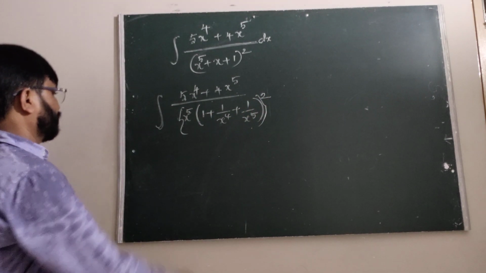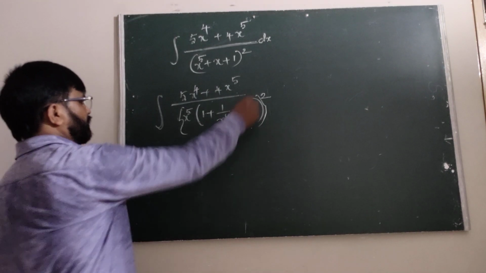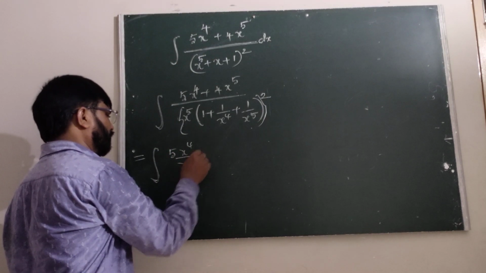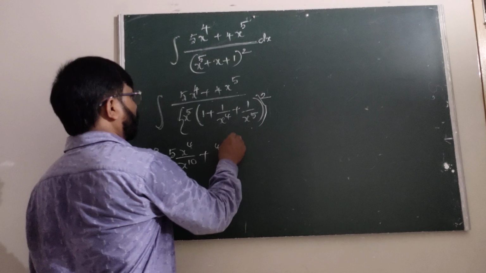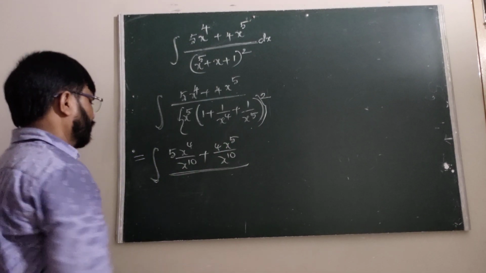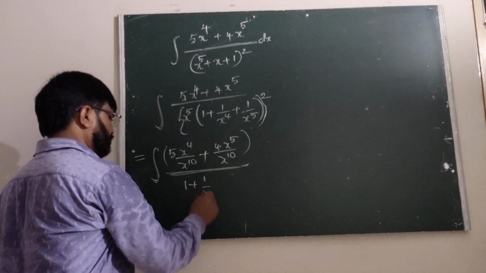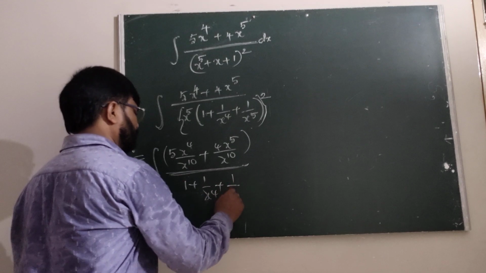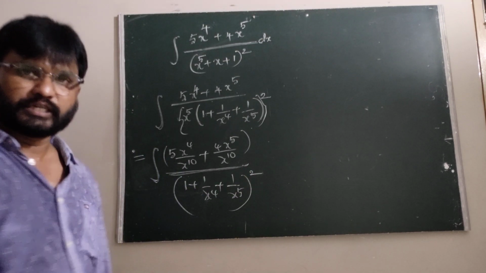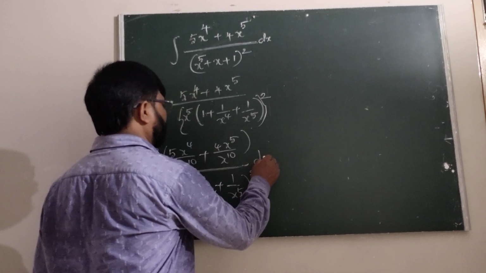Okay, after that this is the integral. This is x^10. 5x^4 by x^10, 4x^5 by x^10, upon what is the remaining? (1 plus 1 by x^4 plus 1 by x^5) whole square. Is it clear? Now the another one is, how to write this one?